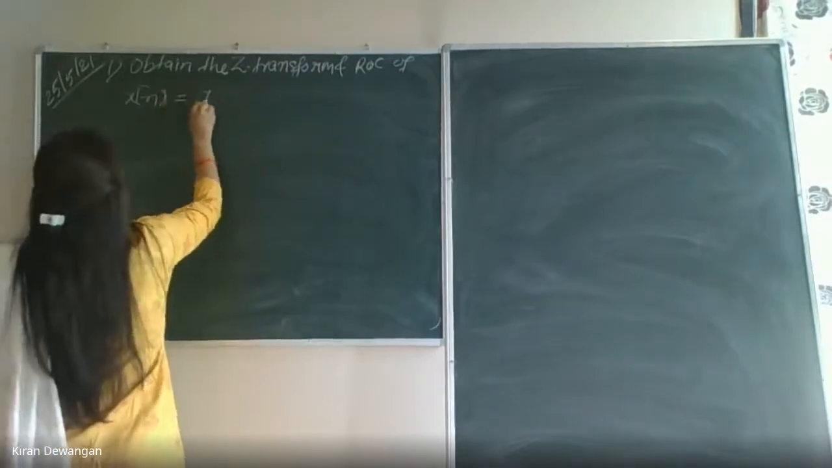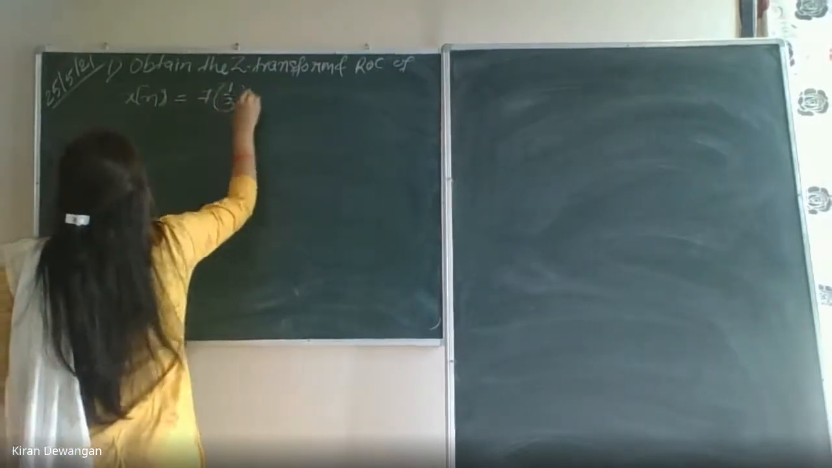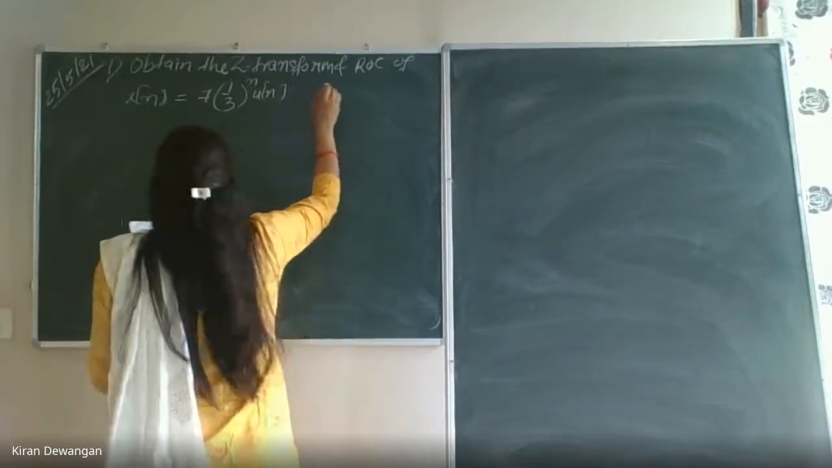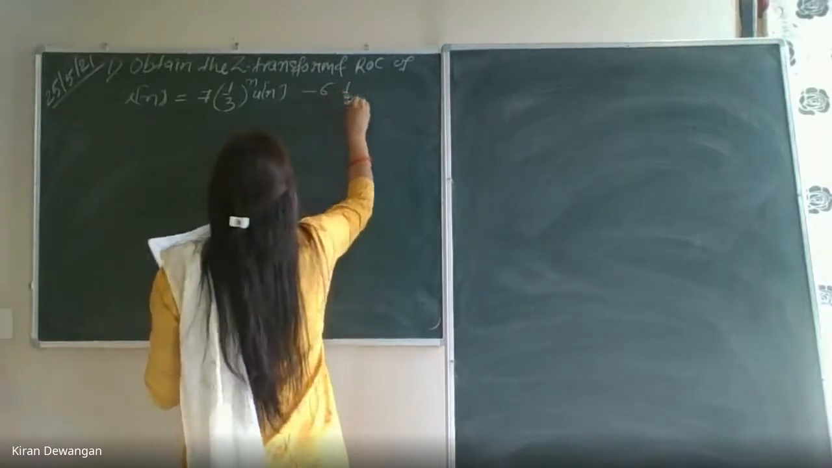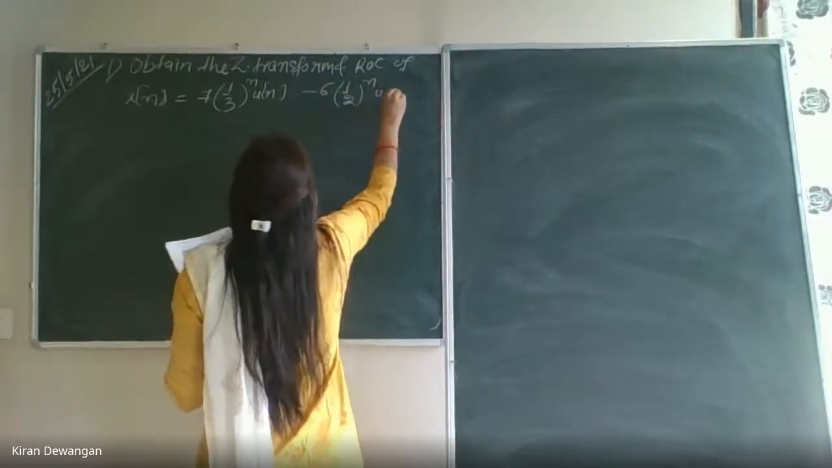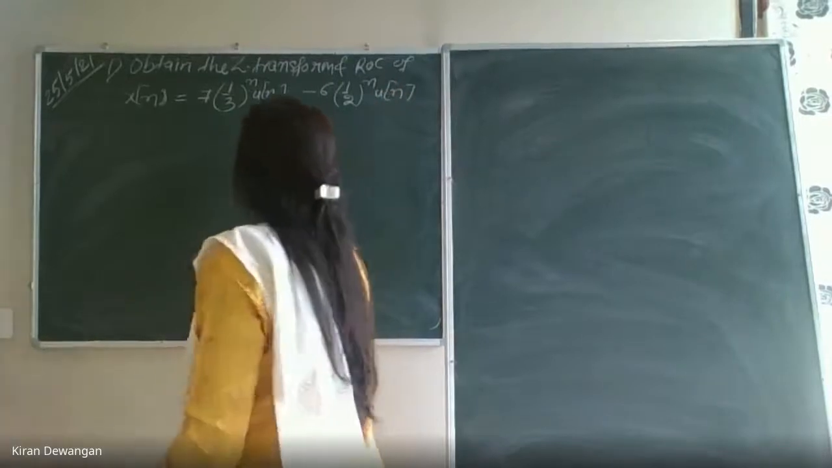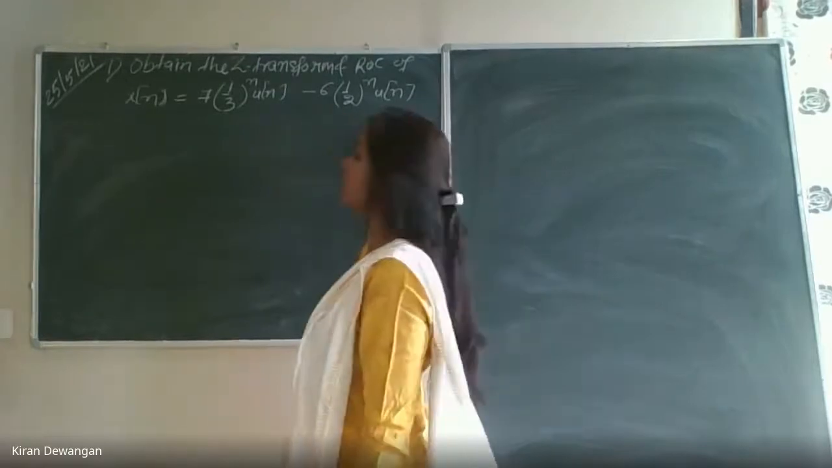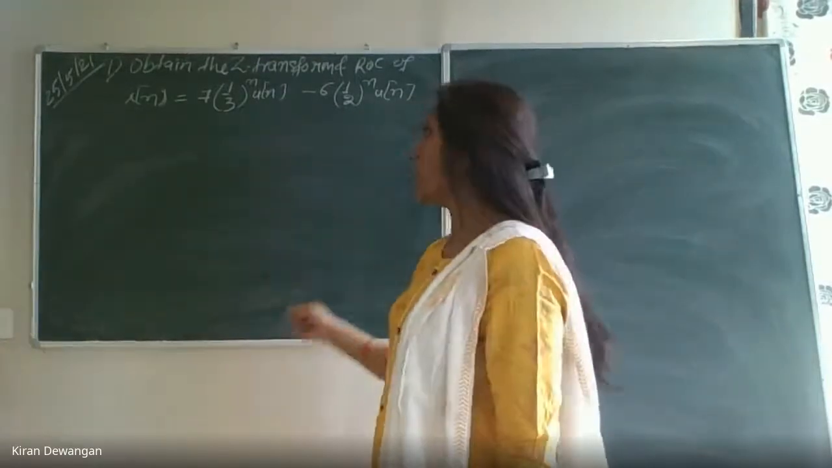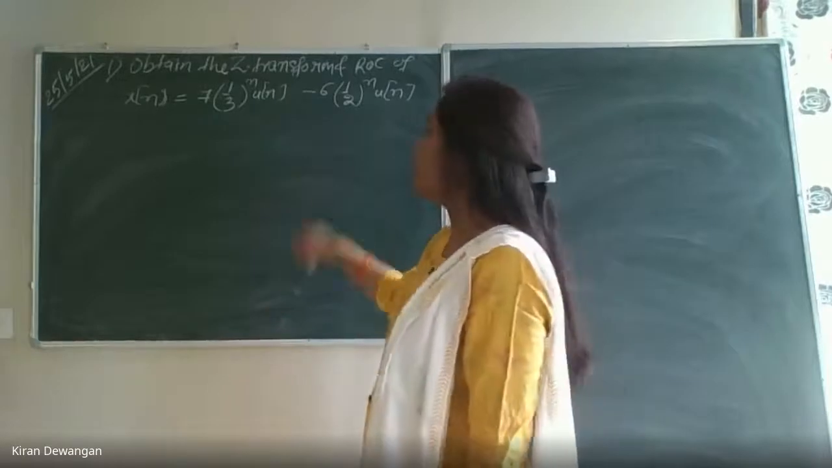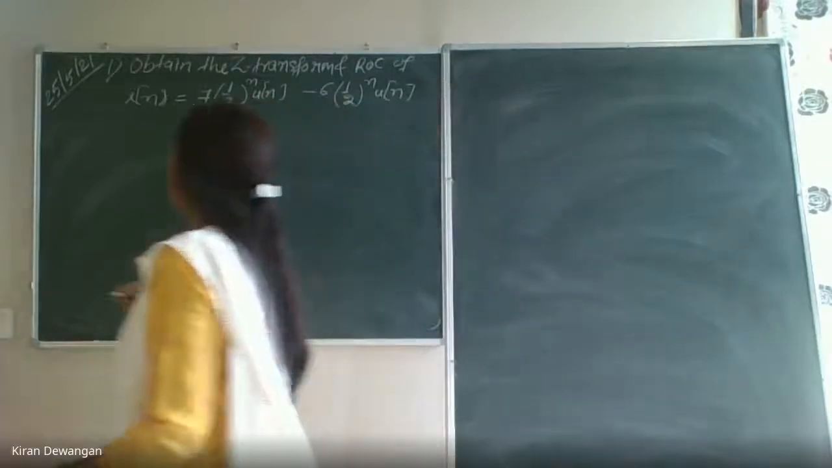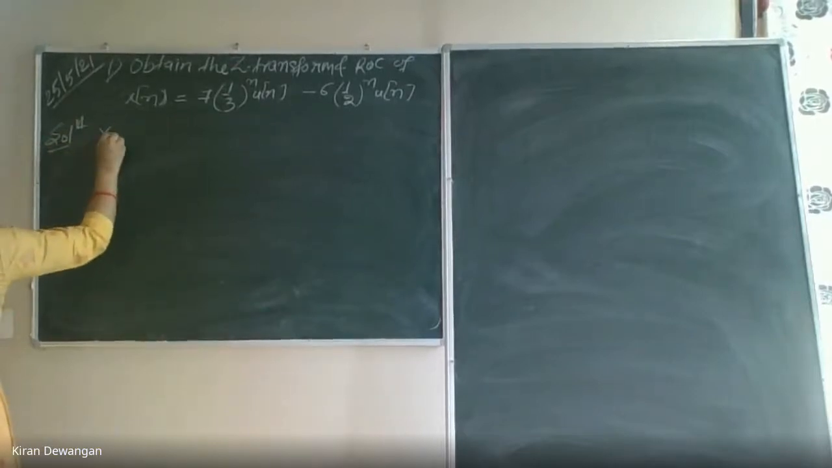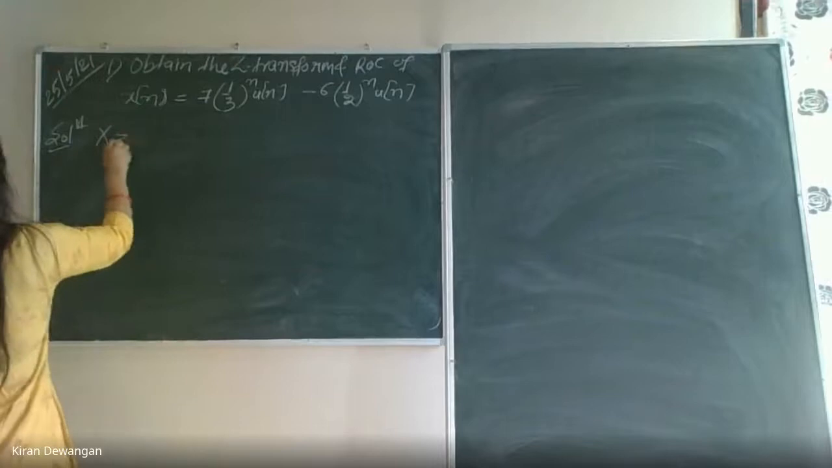ROC of x of n given is 7 into (1 by 3) to the power n u(n) minus 6 into (1 by 2) to the power n u(n). Now this particular sequence is having two parts. This is the first part and this one is the second part. So we have to see how we can obtain its Z transform and accordingly how the ROC would be. Okay? Now to solve this question, we will directly write the x of z of it.